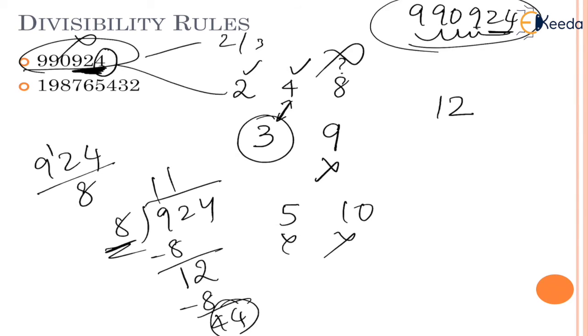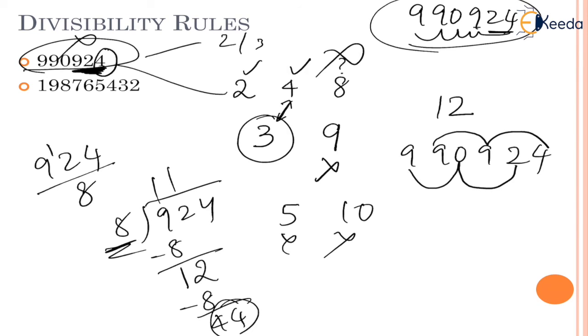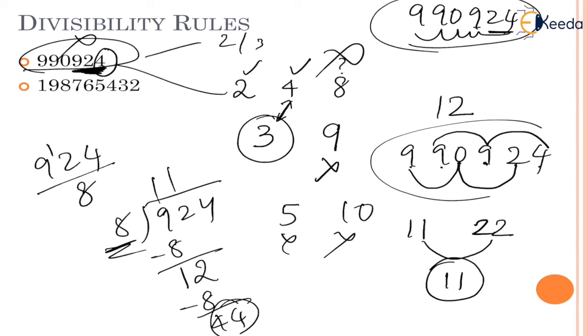Now, is this number divisible by 11? How do you check for 11? You check the alternate digits first. So 9, 0 and 2, 9, 9 and 4. 9 plus 0 plus 2 is 11. 9 plus 9 is 18. 18 plus 4 is 22. So the difference of 11 and 22 is 11. It's a multiple of 11. That is why, yes, definitely this number is divisible by 11. I hope everybody is clear with this.